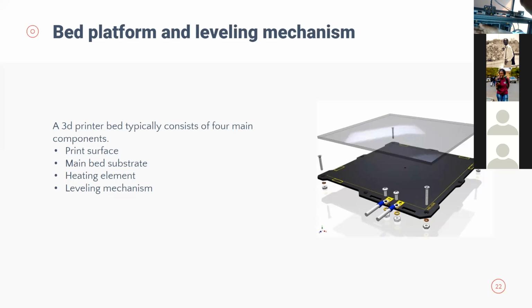when you rotate them anti-clockwise or clockwise, you are doing that to level the bed. There is a spring underneath, and that spring helps to push the bed lower or upper, and that way you are leveling the bed.